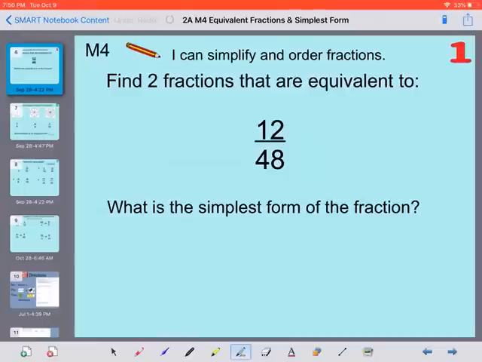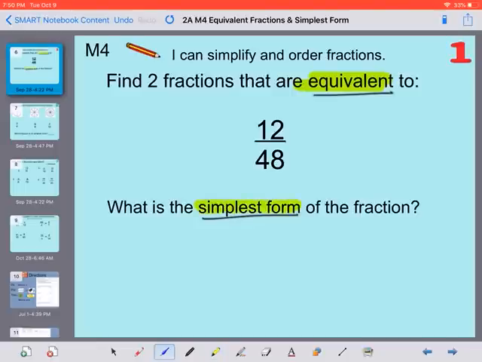Hello, today we are doing mission 4, which is simplifying and ordering fractions. Today we are finding fractions that are equivalent to each other and looking at simplest form. So those are our two topics for today, equivalent fractions and simplest form.